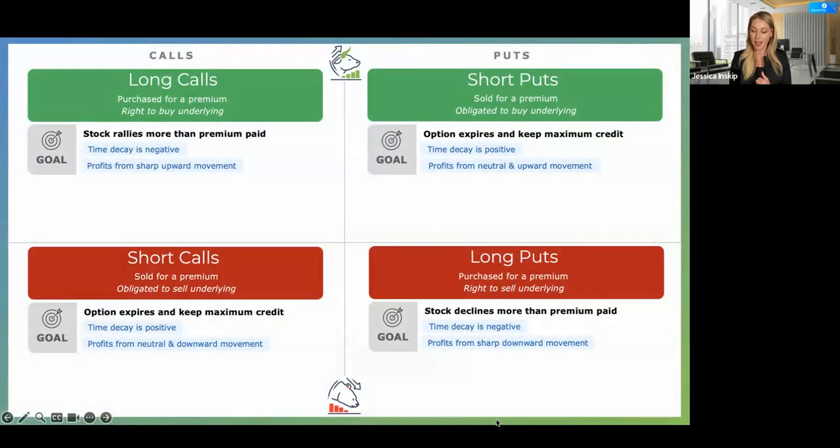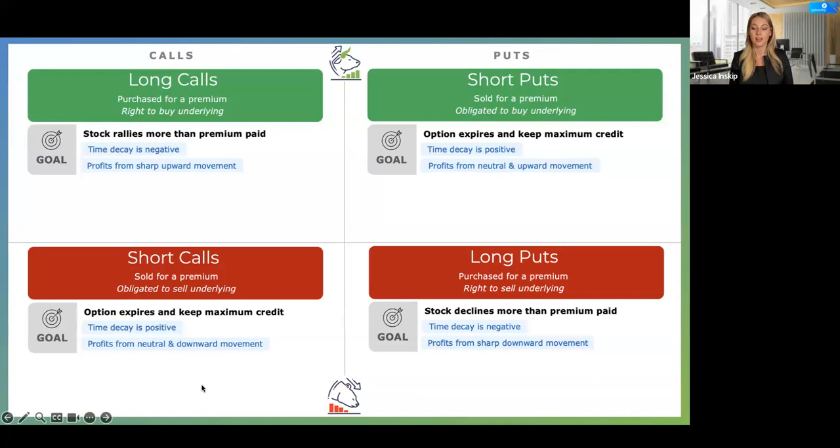So that's how we would build out this chart specifically. We started with setting it up. Now we're going to add the goals. When we buy options, we are expecting a sharp directional move in our directional bias. So therefore, we want the stock to rally or decline, depending if we're buying a call or a put, more than the premium paid. We establish that. Time is a negative factor if we buy options because it depletes the value of our option, does not work in our favor. These are for long options, and long options profit from sharp movements. So these are your goals.